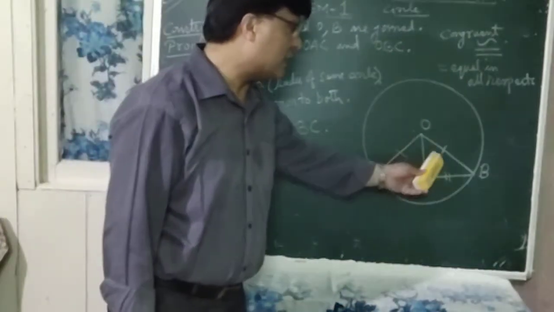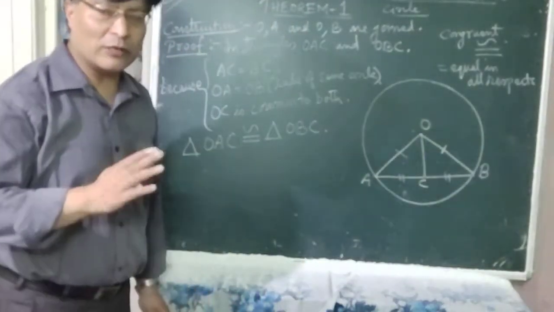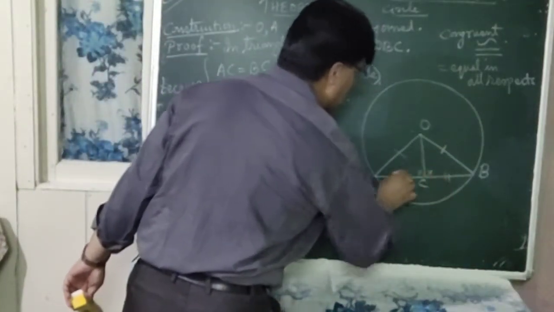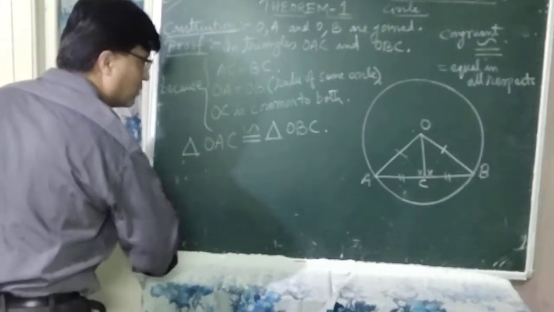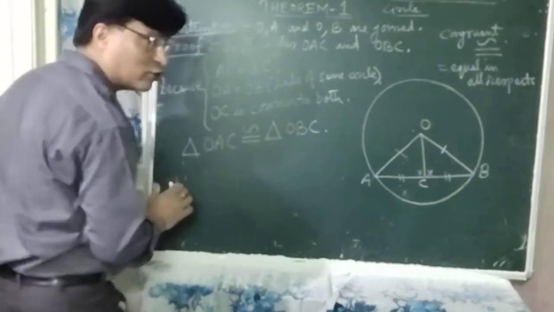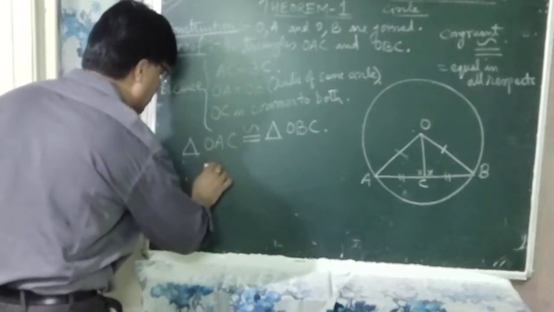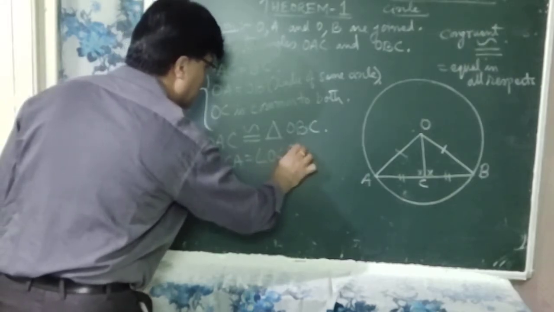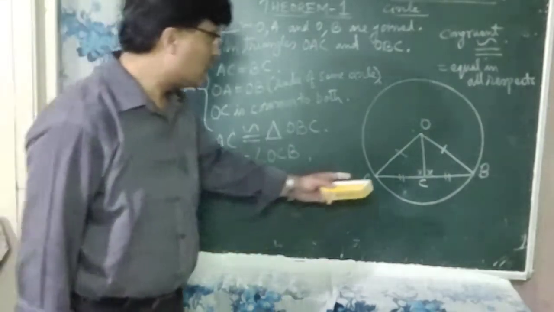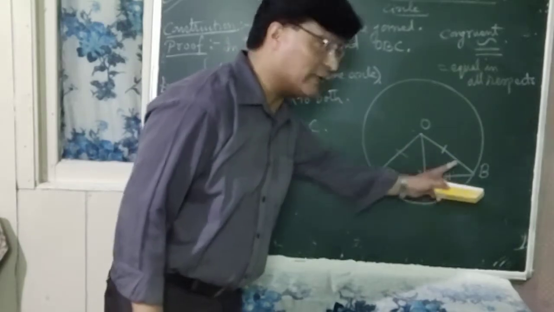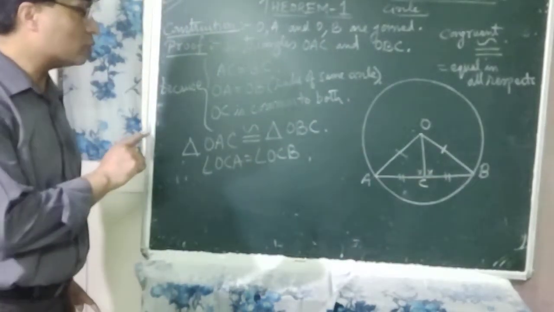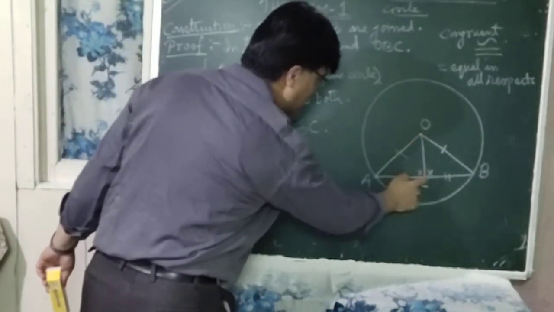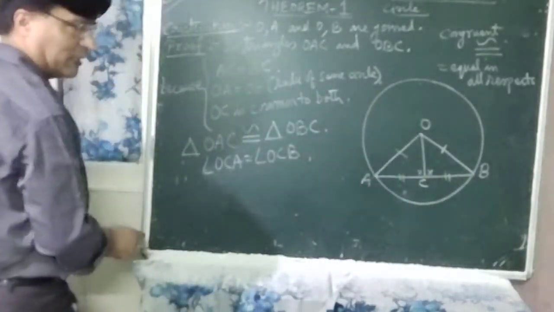But you see, they are equal in all respects. They are equal in all respects means they are equal in all angles. That means these two angles are also equal. That means you can write down that therefore, since these two triangles are congruent, they are equal in all respects, we can write down that angle OCA is equal to angle OCB. So these two angles are equal.